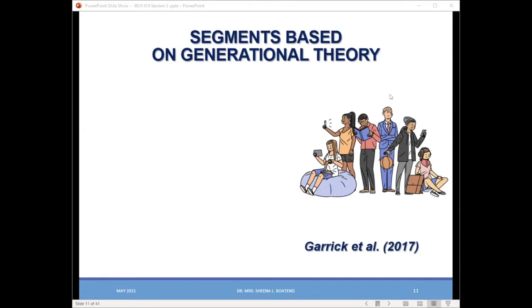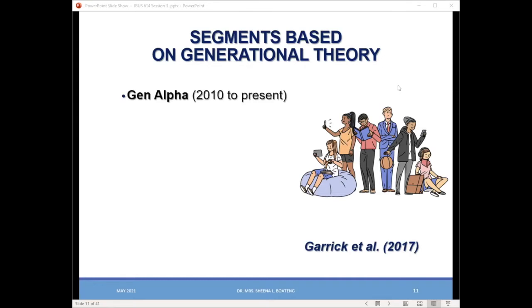Now, the generational theory has been conceptualized differently by various authors. However, you realize that each of them places the various age cohorts in a particular age bracket, sometimes with a year difference of plus or minus 1. So whenever you are quoting a particular age cohort classification for generational theory, you need to be able to clearly tell us which author's classification you are using. And for the purposes of our session today, we will be using Garrick et al.'s classification from 2017. And based on their classification, the generational groups can be grouped into the following age cohorts.